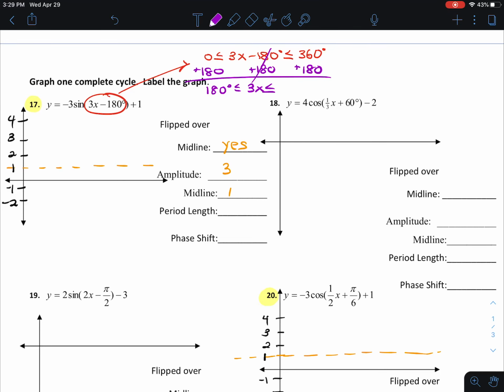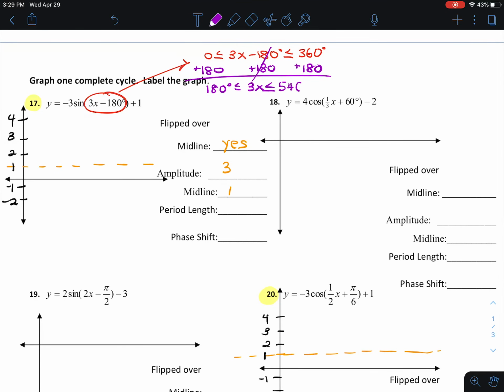Okay, that's going to make this initially 540 on this side, but then I'm going to divide all three sections by 3. That gives me 60 on the left, x by itself in the middle, and 180 all the way on the right. Okay, that's what I'm going to highlight because this 60, that's the phase shift. Okay, now the 180, be very careful, 180 is not the period length.